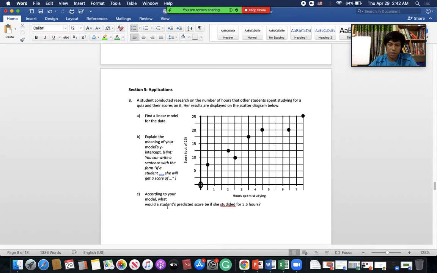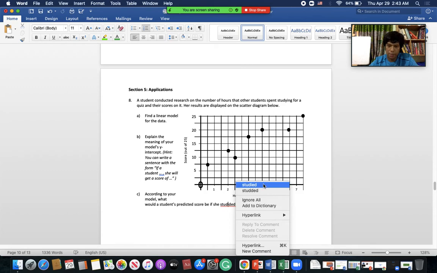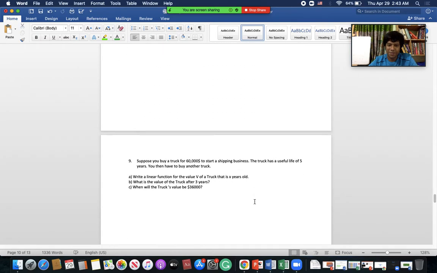This is related to the application of linear functions. Suppose some scattered points are given, a scatter diagram is given. From the scatter diagram, we will have to find a linear function that models it, and then do some additional calculation.